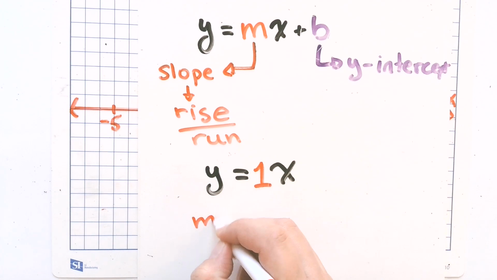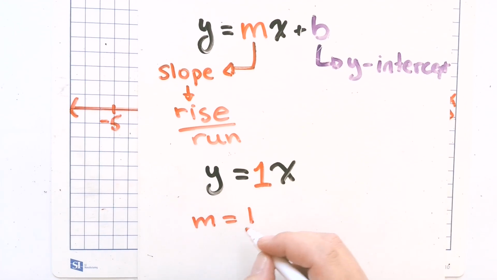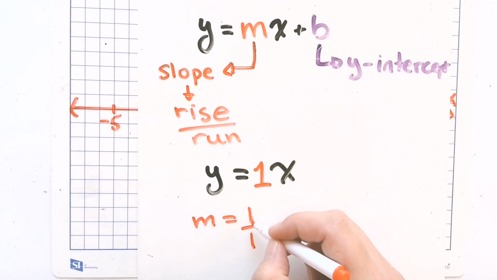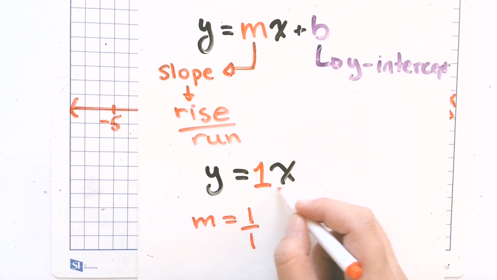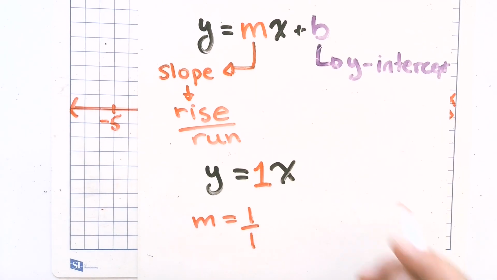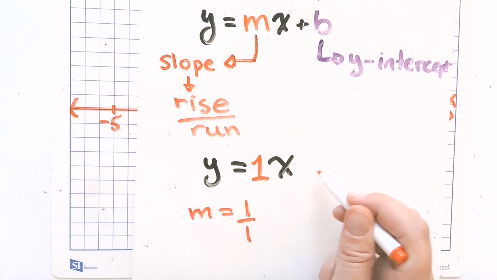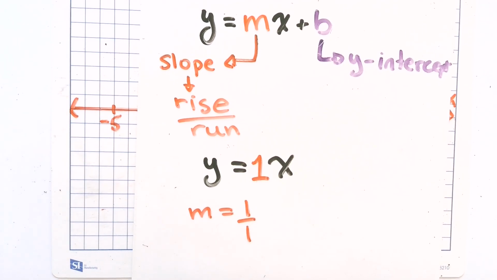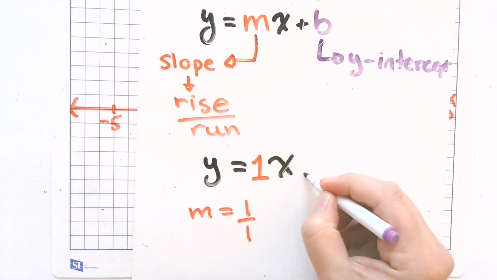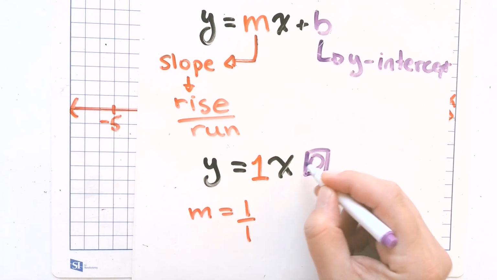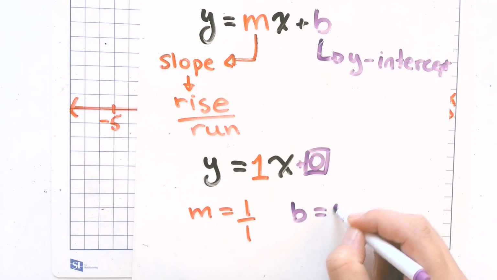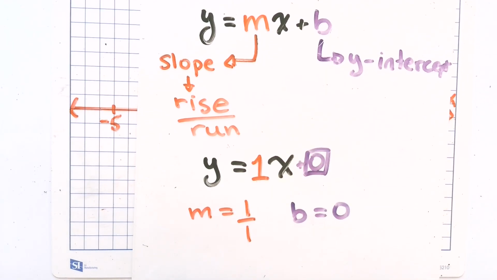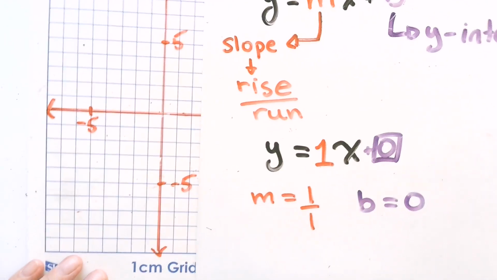That means that my slope is 1, which, if you want to write it as a fraction, is 1 over 1, which means every time I rise 1, I go over 1. Rise 1, run 1, and so on. And if I'm not adding anything to the end, technically, what am I adding? A 0. So plus 0. That means my intercept, or the starting point, is 0, which happens to be the origin.